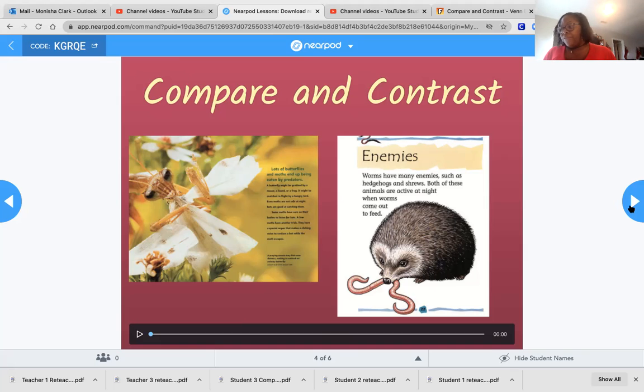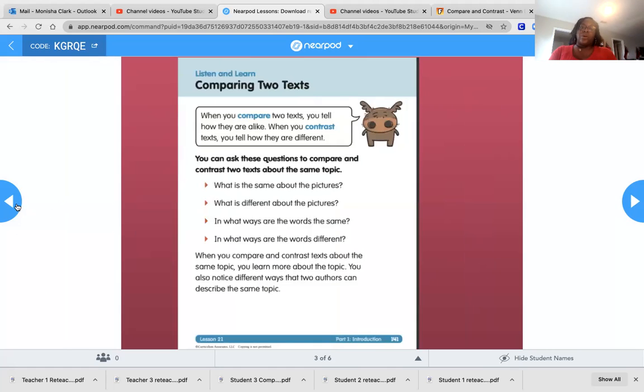But how they're different. One is a photograph and the other one is a drawing. So this is how they're different. This is a real life photograph of a praying mantis eating, and this one is a drawing of a worm being eaten. Do we all see that? Okay, let's look at the two texts. Let's look at the next two questions.